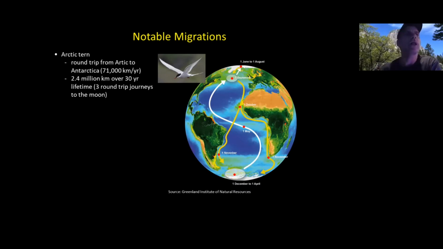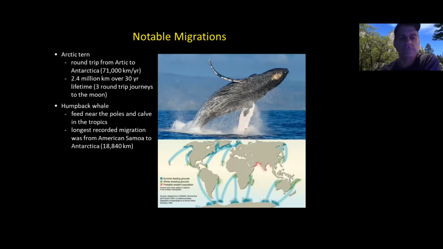There's the humpback whale that feeds near the poles and gives birth in the tropics. So getting to both of these locations requires covering extraordinary distances, the longest of which is almost 19,000 kilometers, between American Samoa and the Antarctic.